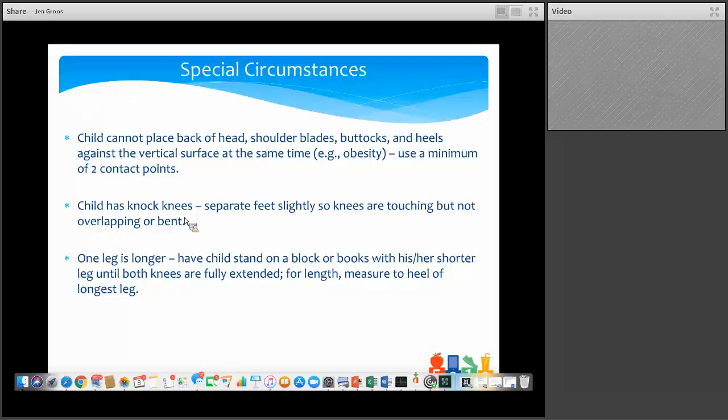Sometimes you have a child with a leg length discrepancy, and for those children, it's important to stand on a block or a book with the shorter leg so that both knees are fully extended. And for length measurement, you want to measure to the heel of the longest leg.